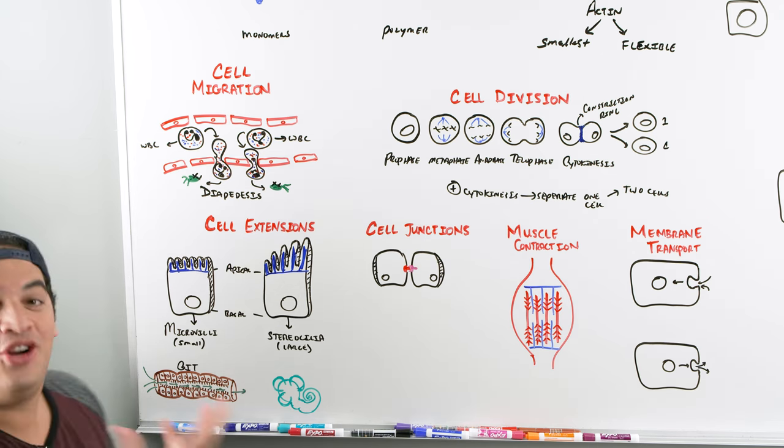Because what you're going to notice here are these triplets. So you notice this triplet here? How many are there? 1, 2, 3, 4, 5, 6, 7, 8, 9. Nine triplets. We call this a 9 times 3 orientation. That means there are 9 groups here, and each one of these groups contains 3 microtubules. So how many microtubules make up the base of this cilia and flagella? 27 microtubules.